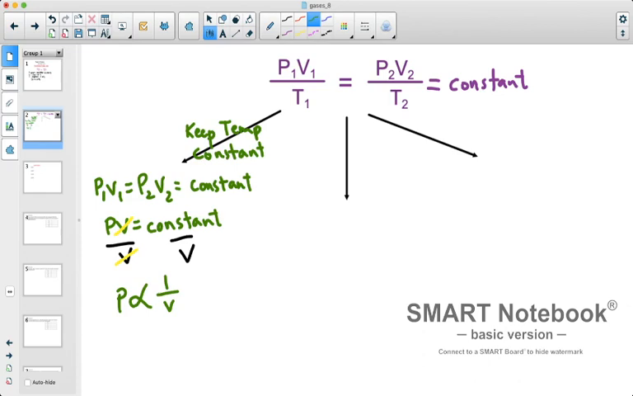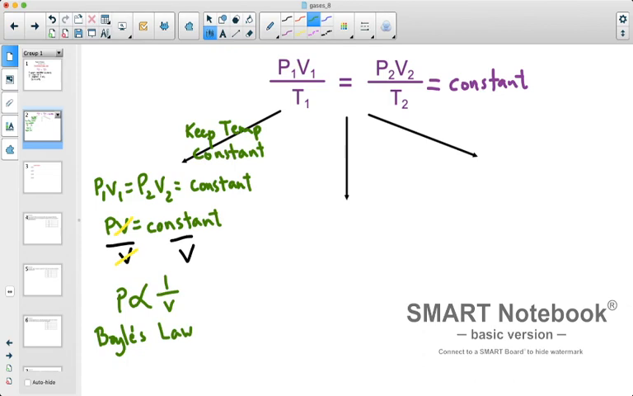And this is an inverse relationship. It's 1 over V. And not only is it an inverse relationship, it is specifically Boyle's law. We learned that Boyle's law has a relationship between pressure and volume. As we increase one, the other decreases, or vice versa, as we decrease one, the other increases. So we were able to find Boyle's relationship from the combined gas law.